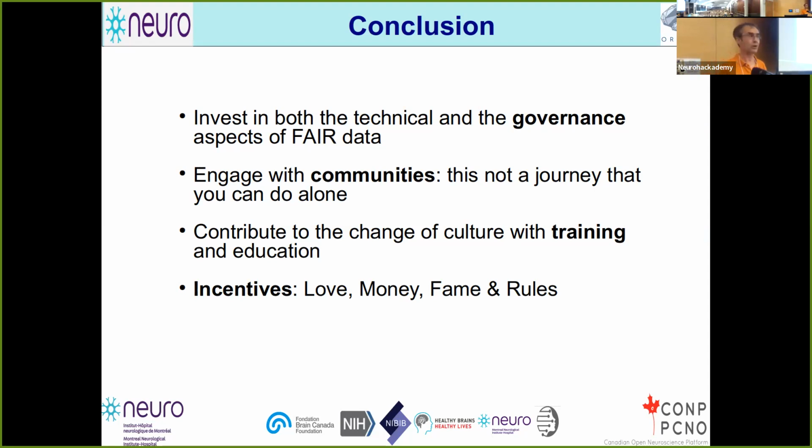Contribute to the change of culture. Don't impose on yourself things that you won't be able to carry on. We still need every one of you to be a successful scientist in the context where you live. So that's one aspect: take care of yourself and your career.